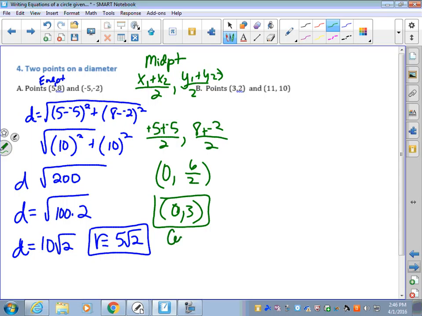This is our center, because that's the midpoint of the diameter. And we have our radius, so now we're just plugging it in. So those are our steps for that.